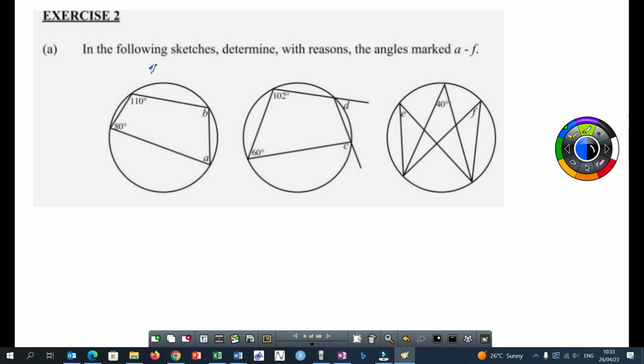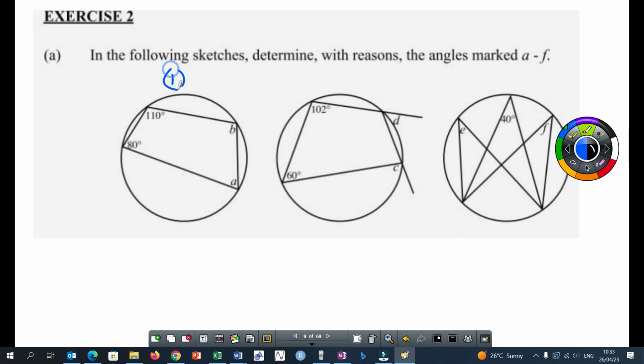Let's call that one A, that one B, and that one C. Those are the diagrams. So for the first diagram, I want to determine the values of A. Let's call them 1, 2, 3, so this will be 1, that's 2, and that will be 3. We want to determine the letters inside. So we'll start with finding the value of A first.